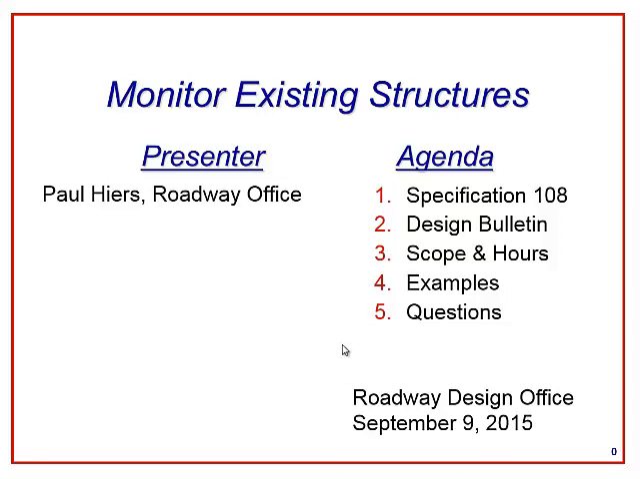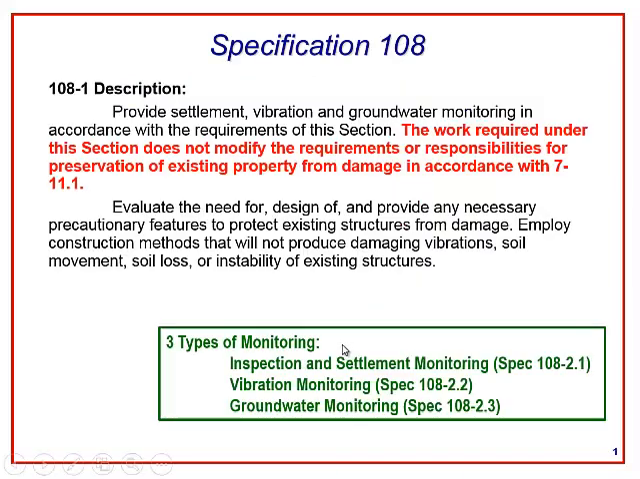So let's start with Specification 108. The opening paragraph of this specification says to the contractor that the department will pay to have structures monitored as a proactive measure to warding off claims for damage and nuisance. However, the contractor continues to be fully responsible for any damages caused by his activities, whether a structure is monitored or it's not monitored. There are three types of monitoring described in the specification: settlement monitoring, vibration monitoring, and groundwater monitoring. We will briefly cover each of these types of monitoring.